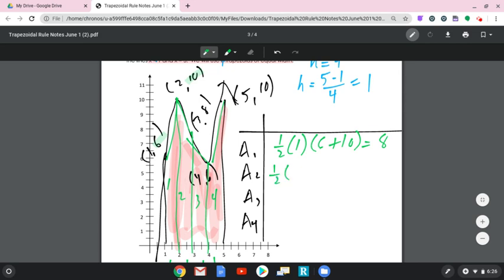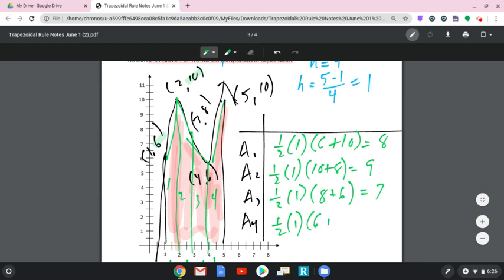Now do your next one, 1/2 times 1. My next 2 values are 10 and 8. It's half of 18, which is 9. Look at my next one: I have 1/2, my height is 1, and 8 and 6 are my bases. 8 plus 6 is 14, half of 14 is 7. Now let's look at the next one: 1/2 times 1, and then I have 6 plus 10. Half of 16 is 8.